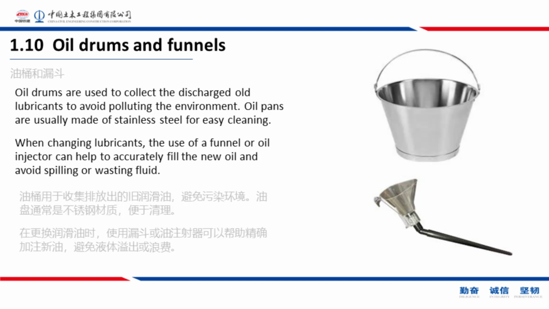PPT 13. 1.10 Oil drums and funnels. Oil drums are used to collect the discharged old lubricants to avoid polluting the environment. Oil pans are usually made of stainless steel for easy cleaning. When changing lubricants, the use of a funnel or oil injector can help to accurately fill the new oil and avoid spilling or wasting fluid.